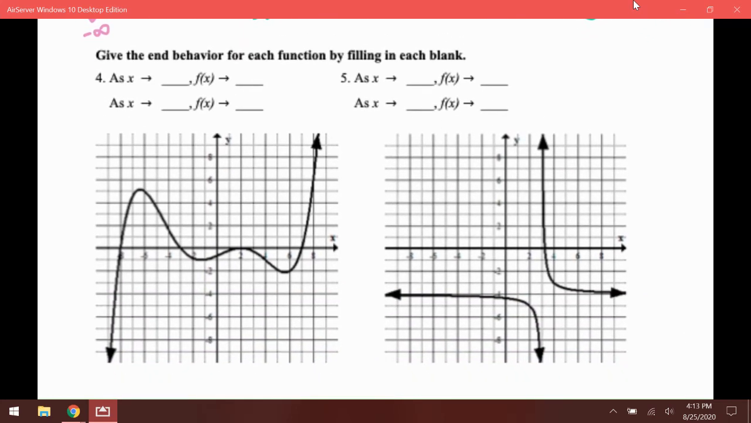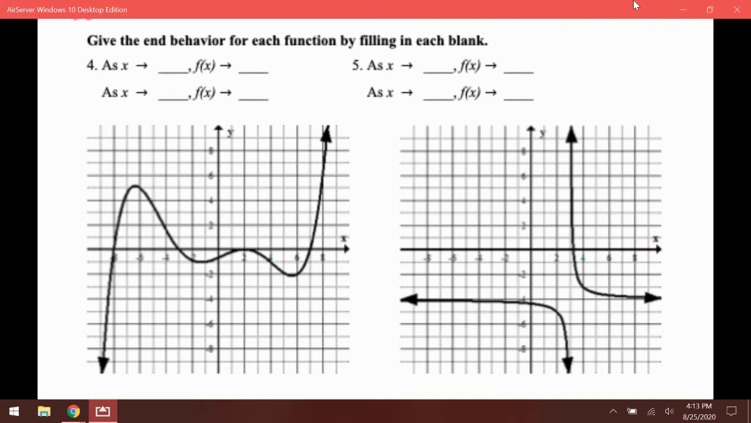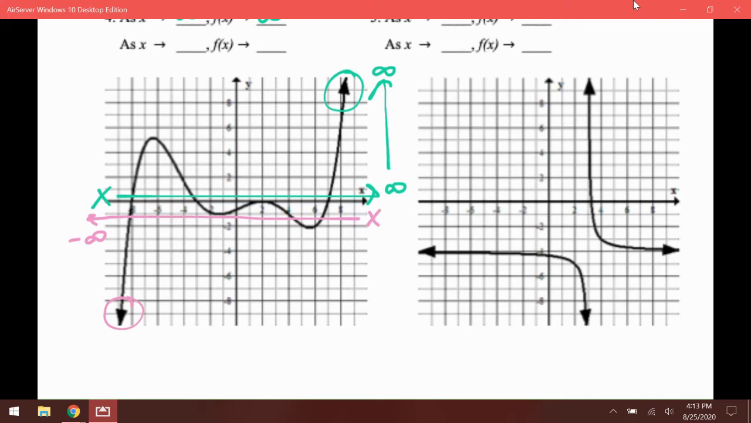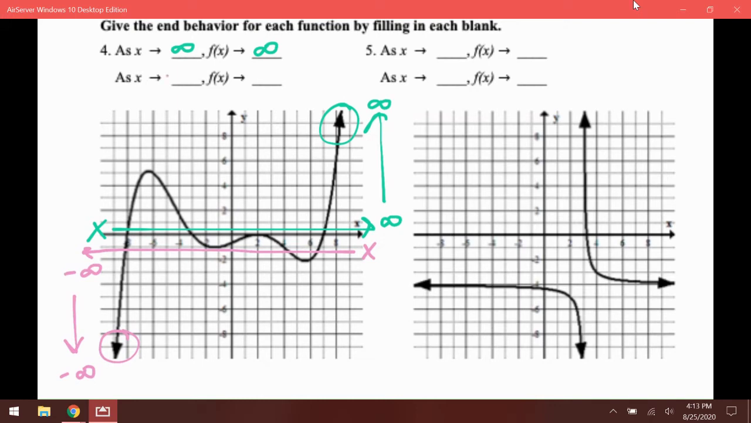So looking at number 4, I need to know as x approaches positive infinity, well, that's my right arrow. So y is also approaching positive infinity. So to fill in my first blank, as x approaches positive infinity, y also approaches positive infinity. And the next one, as x approaches negative infinity, because we have to go both ways, that's my left arrow. So y is approaching negative infinity. So my second blank is going to be negative infinity. Okay. All right, example 5.